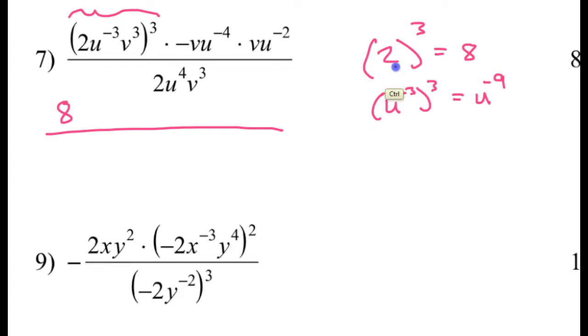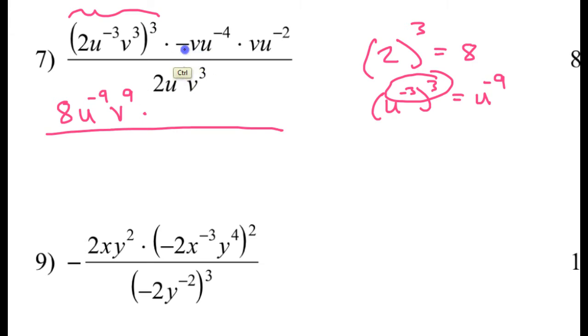Alright, so look at these as being two different situations. A number to a power, you do the power. If you have a power to a power, you multiply them. So anyway, that's why I'm going to have u to the negative 9 power right there. And that's the same reason why I'm going to have v to the 9th power right now. And then I'm just going to copy down the rest of it.